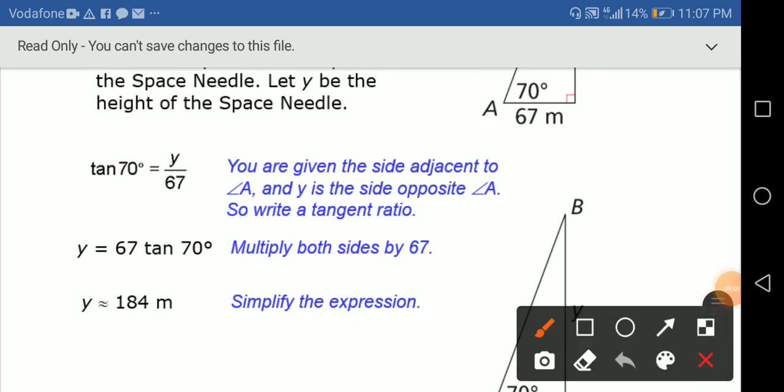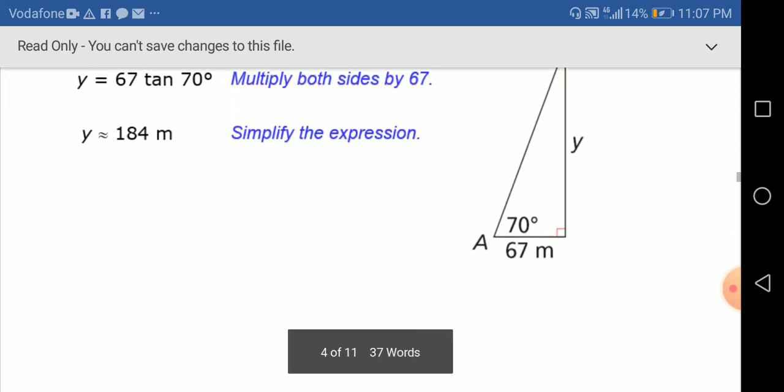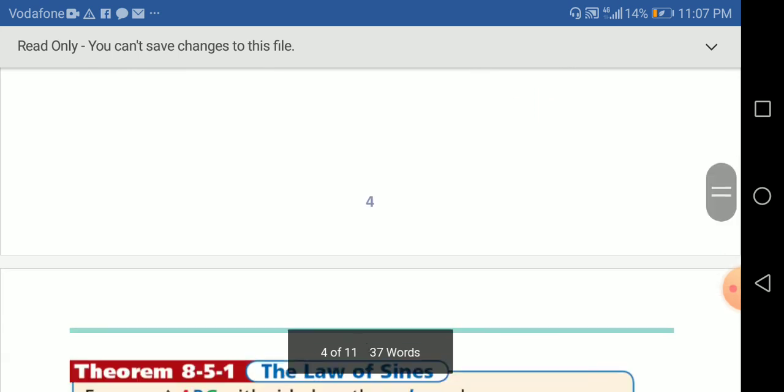Guys, it's very easy, and I will do the same steps as in the previous example. So tangent 70 equals y over 67. How can I get y? Tangent 70 times 67 gives me y. I can do it like cross multiply: y times 1 equals tangent 70 times 67. By using my calculator, I will find that it will be 184 meters.